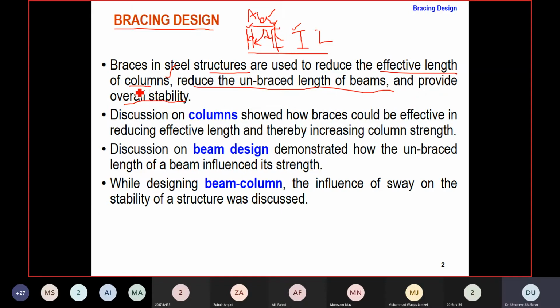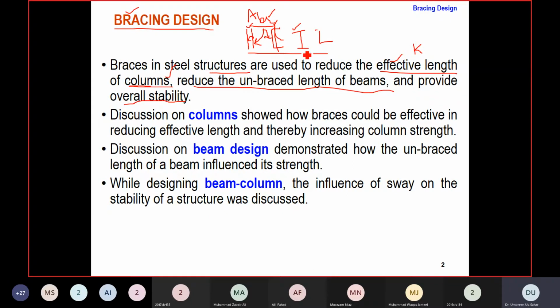In the design of columns, we reduce the effective length, and many times we find the effective length factor. Once we reduce the unbraced length of the column, we use only analytical parameters to describe its stability and strength. But how do we do this practically? Today we will discuss that. We provide the bracing for that.